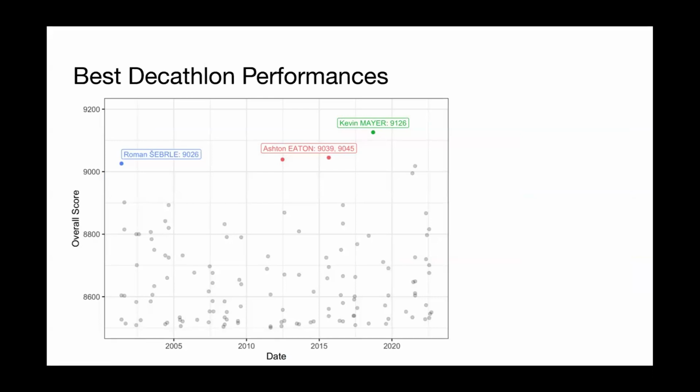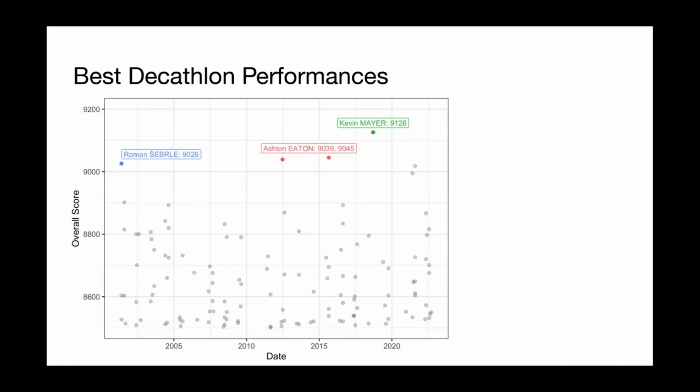Our research suggests that these athletes are all a little bit different. Šebrle, for example, is really good at jumping. Eaton, really good in the sprinting events. And Kevin Mayer, consistently good across the board. Another thing to note is the increments in which the world record was broken. When Eaton broke the record both times, he did so in small increments, whereas Kevin Mayer broke the record by about 80 points.